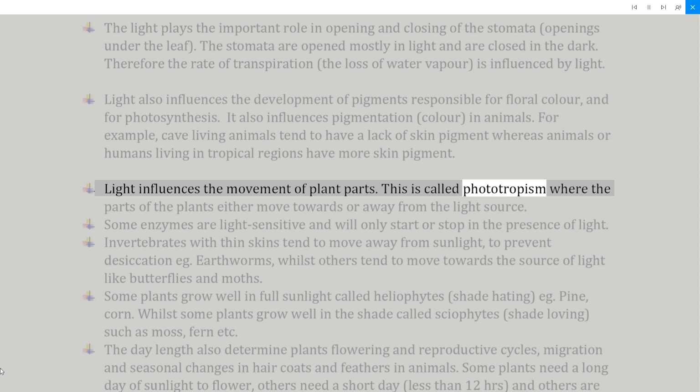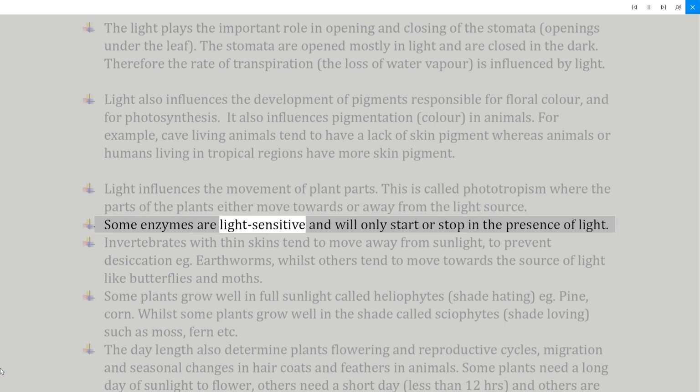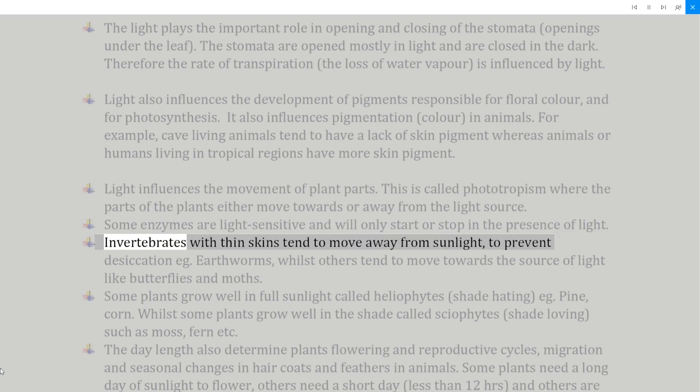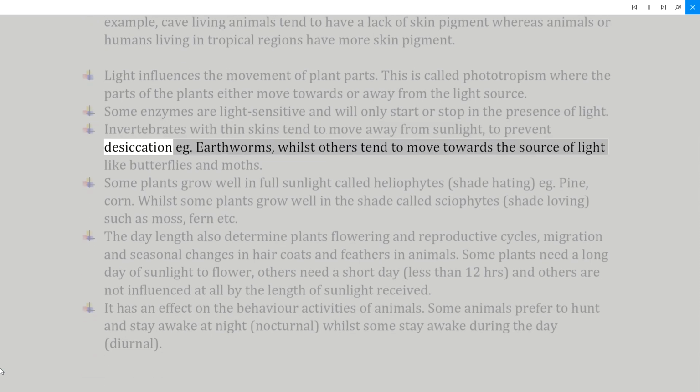This is called phototropism, where the parts of the plants either move towards or away from the light source. Some enzymes are light sensitive and will only start or stop in the presence of light. Invertebrates with thin skins tend to move away from sunlight, to prevent desiccation, e.g. earthworms, whilst others tend to move towards the source of light like butterflies and moths.